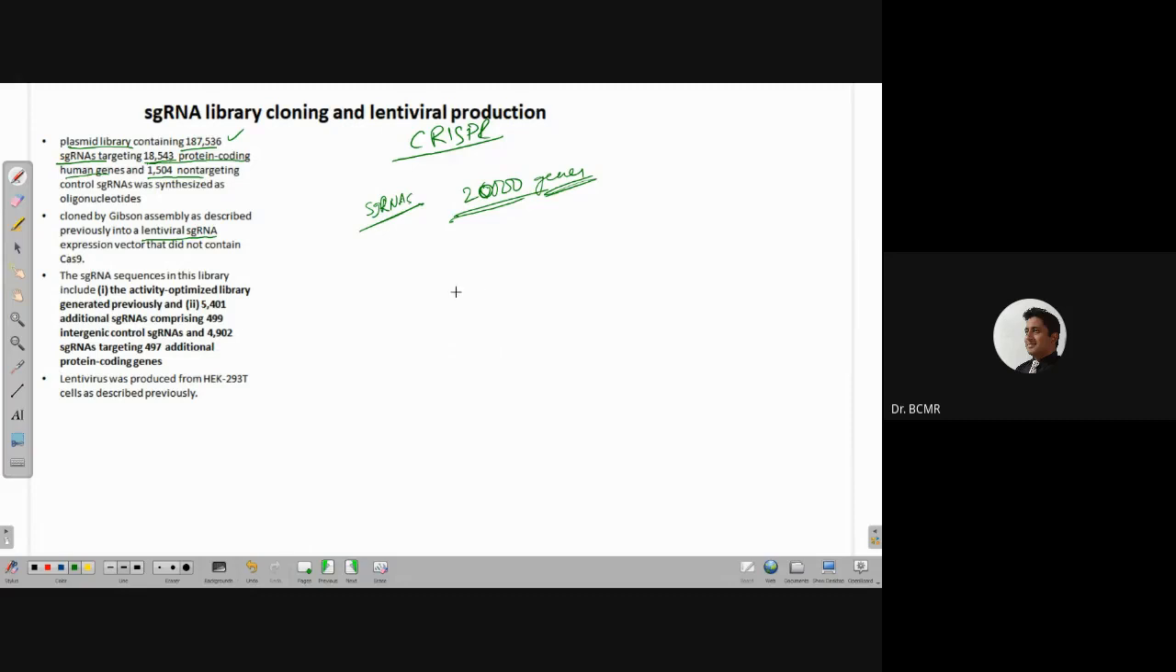The idea is you have the cell which has the Cas9, and there are many other genes here. If I add a lentivirus with the sgRNA, the sgRNA along with the Cas9 would form a CRISPR Cas9 complex, which will then go and target the gene. It will get cleaved, and then it will be repaired.